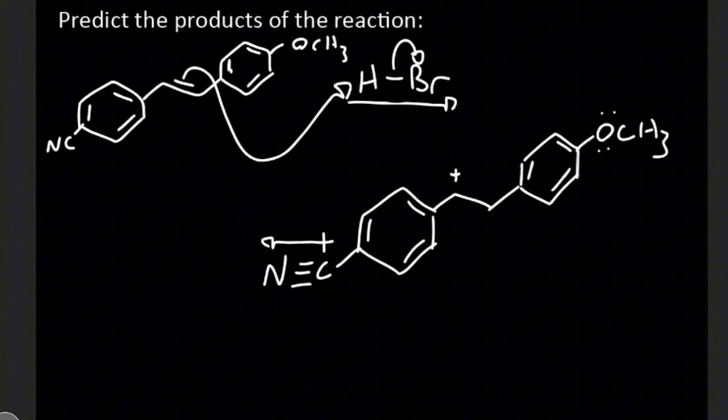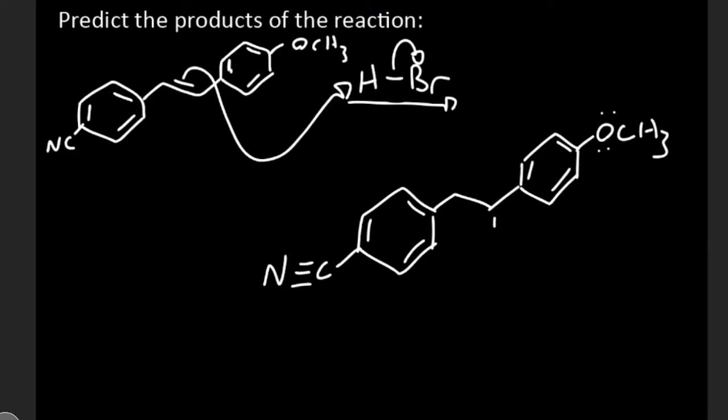If we look at instead putting the positive charge on this carbon, well, because of these lone pairs, the OCH3 group can actually donate resonance forms into the benzene ring.